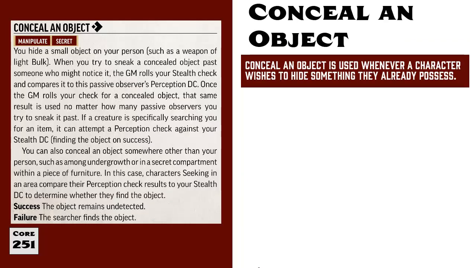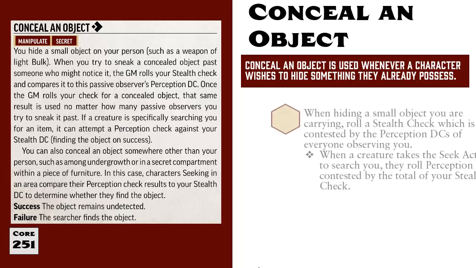There are 3 stealth actions included in the core rules, the first of which is called Conceal an Object. This can either be something that you are carrying with you, like a dagger up your sleeve, or it could be something you hide in the environment, like a secret note planted underneath the roots of a stump.